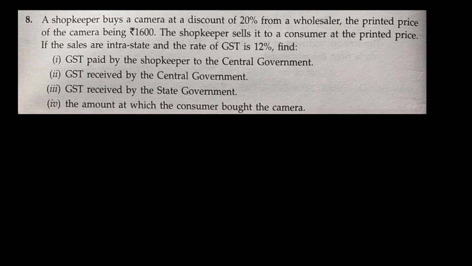The problem is: a shopkeeper buys a camera at a discount of 20% from the wholesaler. The printed price of the camera is rupees 1600. The shopkeeper sells it to the consumer at the printed price. If the sales are intra-state and the rate of GST is 12%, find the GST paid by the shopkeeper to the central government. Okay, so first of all, I will first find the printed price.